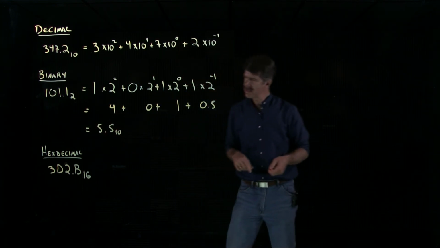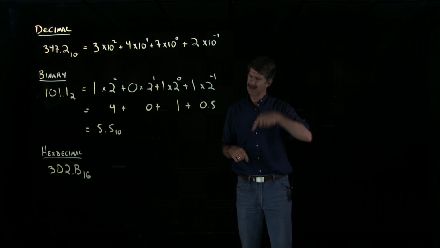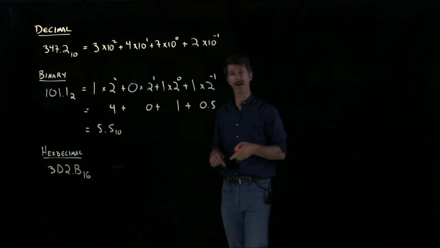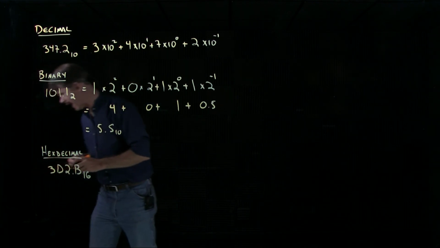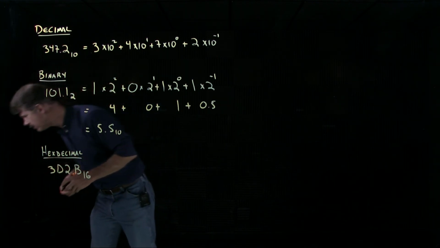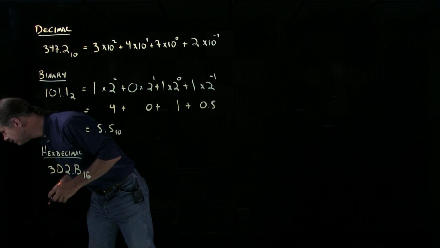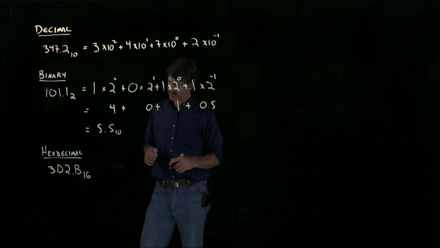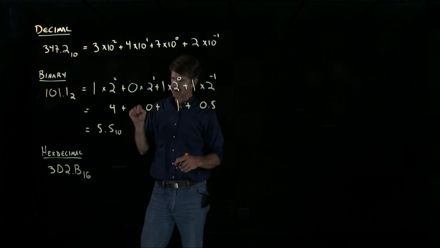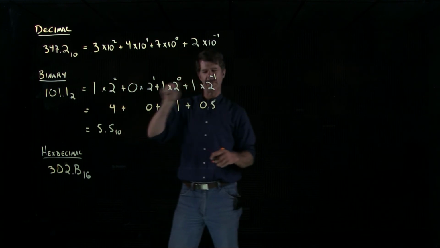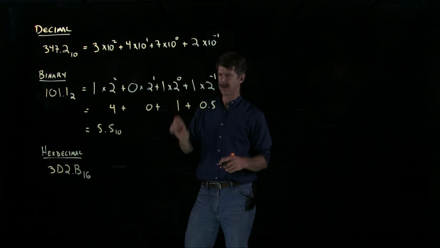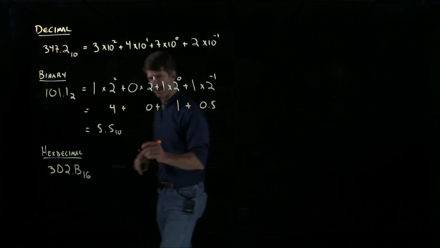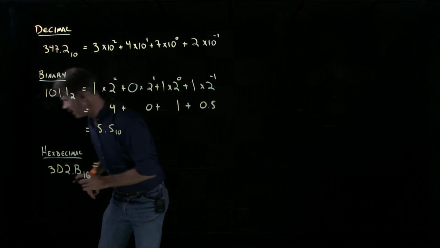So let's write that out. B would be 11 in decimal. I did that wrong. 9, A, B. So 9 is the character 9, 10 is the character A, 11 is the character B. Sorry about that. And let's write that out.